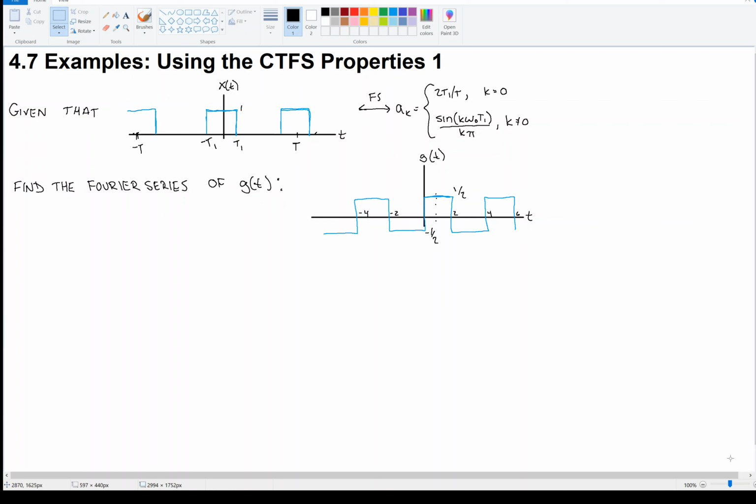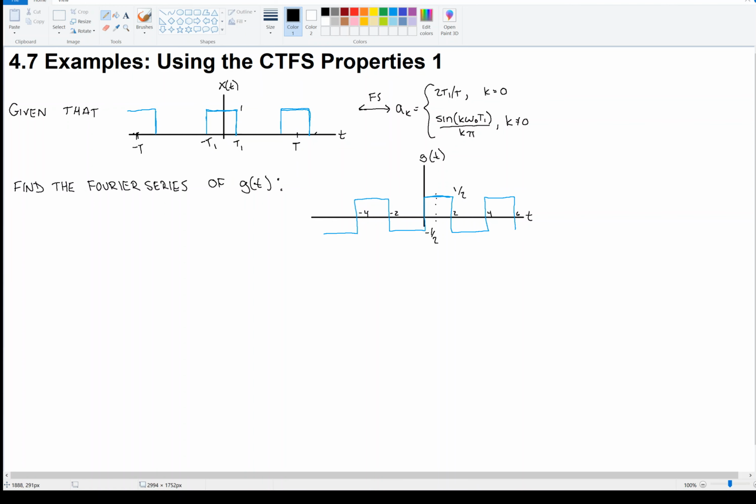Hi, welcome back. We're talking about using the continuous time Fourier series properties to calculate the continuous time Fourier series. And I've got an example here where we're trying to determine the CTFS of g of t, this square wave here. Now, in a previous video, we calculated the Fourier series coefficients of x of t, this centered square wave with a pulse width of 2t1 and a period of t, and we found that its Fourier series coefficients were given by these expressions here.